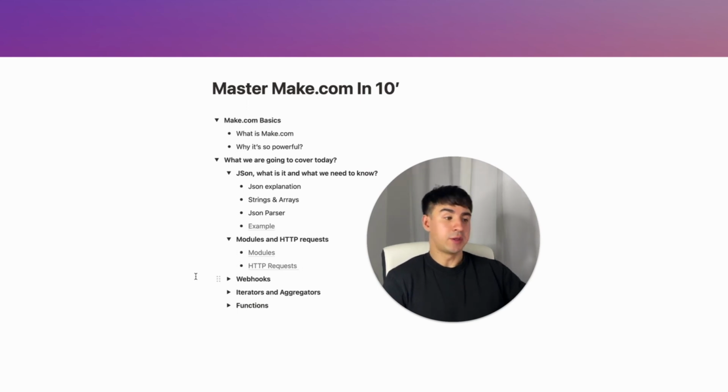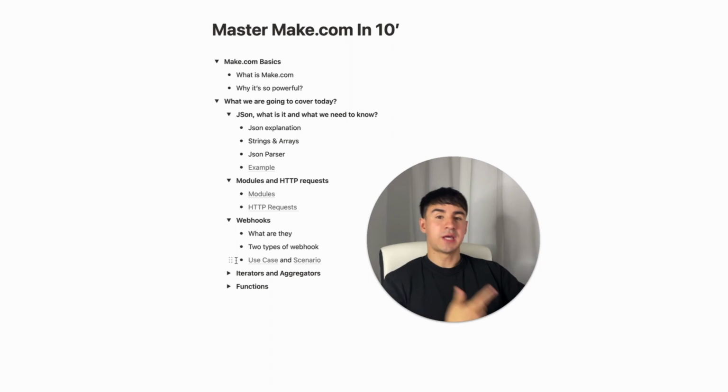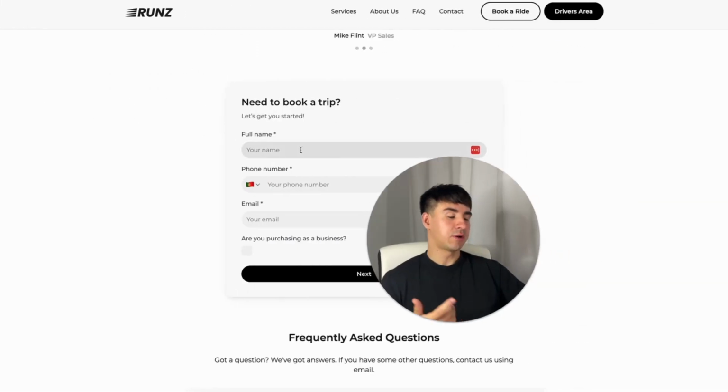And now that we have seen what is a module and what is an HTTP request and what is the main difference between them, we're going to see what webhooks are and how we can use them. And also we're going to show a use case and a make.com scenario where we're showing the two main types of webhooks. And the use case is the following. Basically we're going to have this form where we're going to fill some details like the full name, the phone number, the email, and we're going to go through all the different steps, okay?